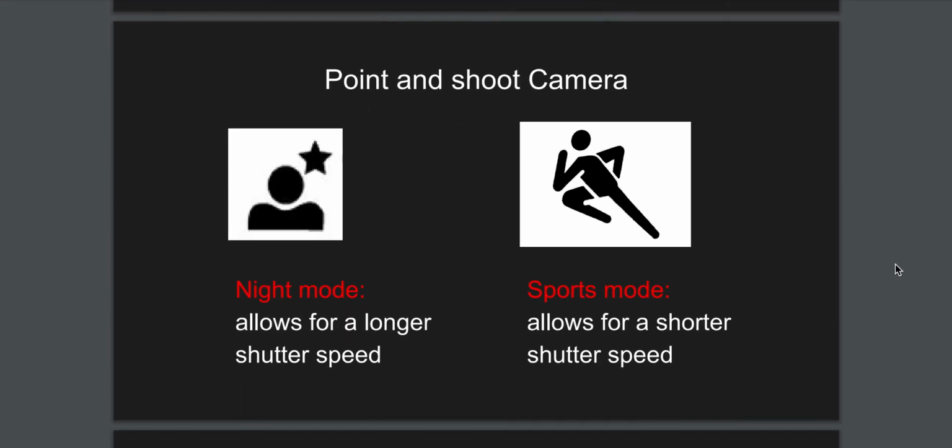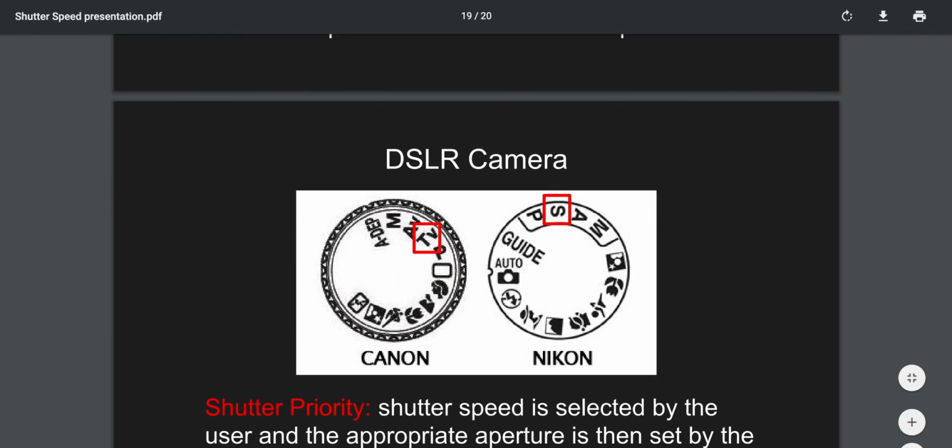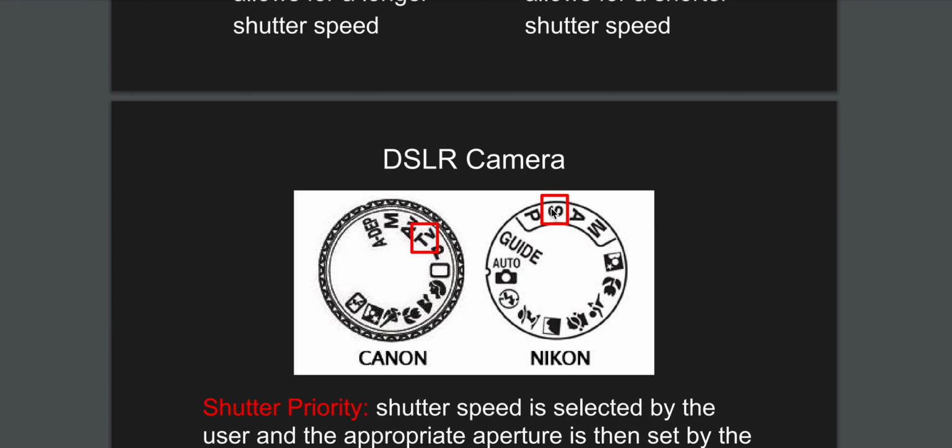So where can we find shutter speed? If you're using a point and shoot camera, night mode allows for a longer shutter speed, so your shutter is open for a longer period of time. Sports mode is for a shorter shutter speed to capture moving objects, so a fast shutter speed. On a DSLR camera, you find that on a Nikon, it's labeled super easy peasy, S for shutter speed. On a Canon, it's TV. But also when you're scrolling through those settings, it will tell you on the monitor what the settings stand for. But it's TV for Canon and S for Nikon.